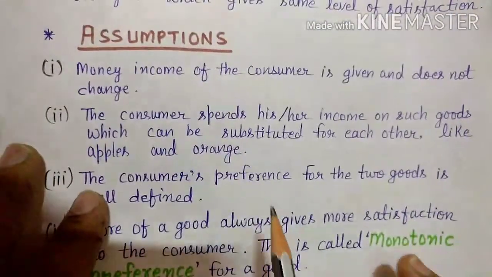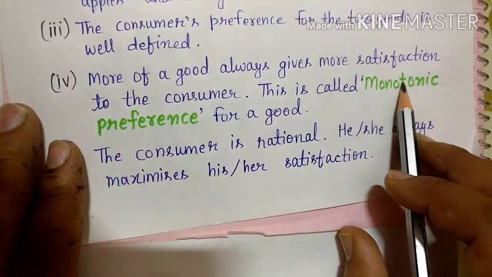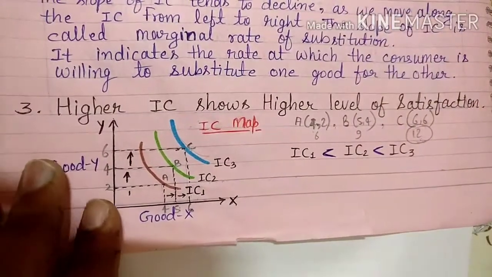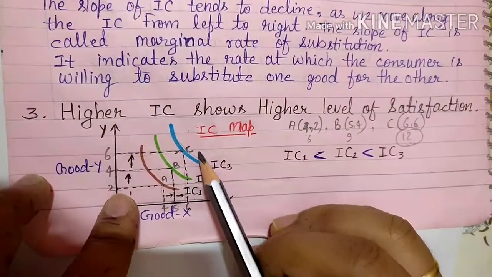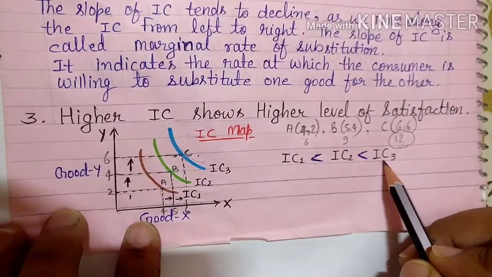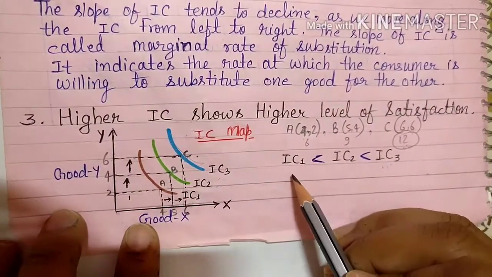As you can see here, once again the proper assumptions: more of a good always gives more satisfaction. That is monotonic preference. More of the goods gives more satisfaction. So this IC3 is the biggest here. It will give the highest level of satisfaction compared to IC2 or IC1.